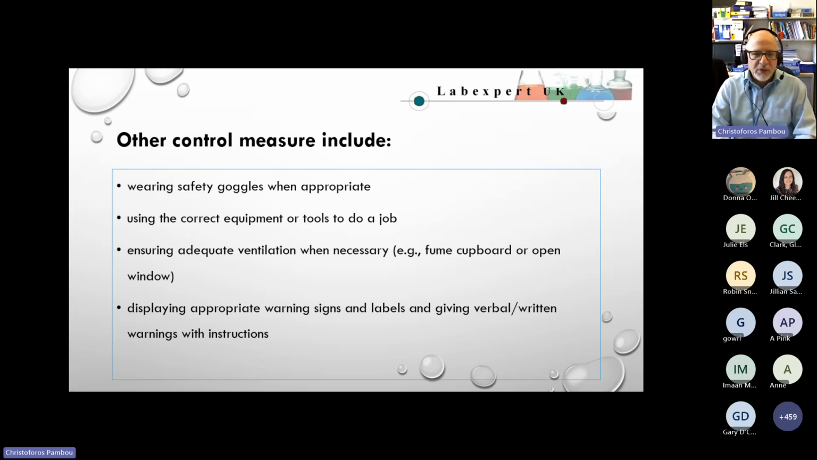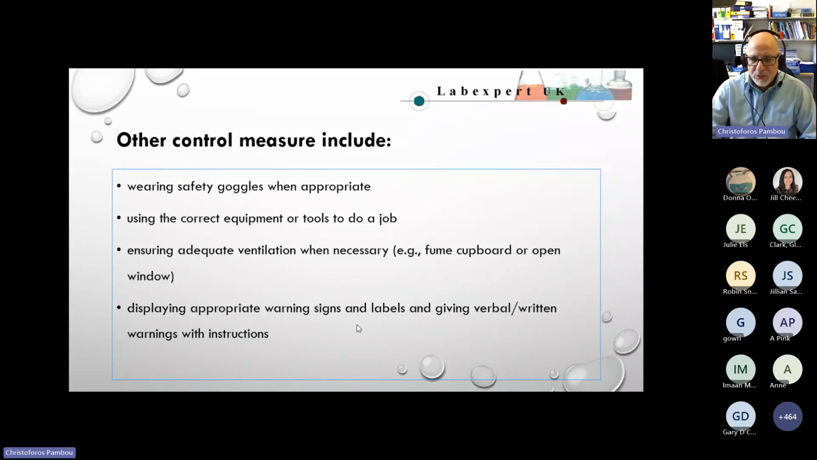Other control measures include wearing safety goggles when appropriate, of course, using the correct equipment or tools to do their job, ensuring adequate ventilation when necessary. For example, in some cases, just opening the window will be sufficient. Also displaying appropriate warning signs and labels and giving verbal or written warnings with instructions. So again, it's quite important.